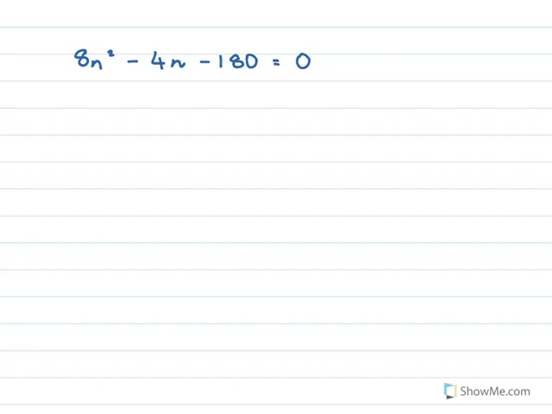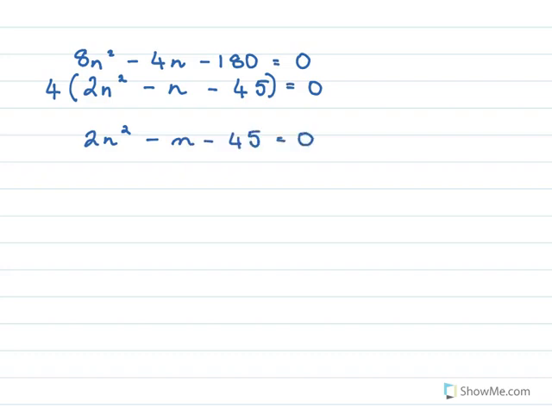Now from this quadratic we see we can take 4 common out. So what remains here is 2n square minus n minus 45 equals 0. So we ignore the 4 because it's taken common out. So 2n square minus n minus 45 equal to 0. We do the middle term split. We know the product in this case should be 2 into minus 45, and the sum should be minus 1.